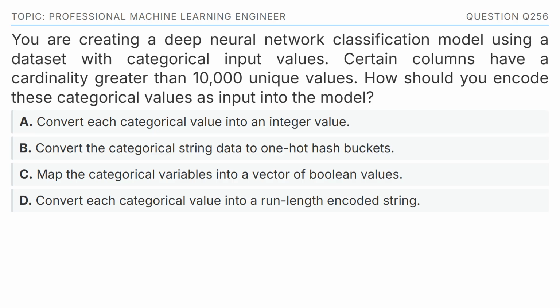The options are: Option A, convert each categorical value into an integer value. Option B, convert the categorical string data to one-hot hash buckets. Option C, map the categorical variables into a vector of Boolean values. Option D, convert each categorical value into a run-length encoded string.